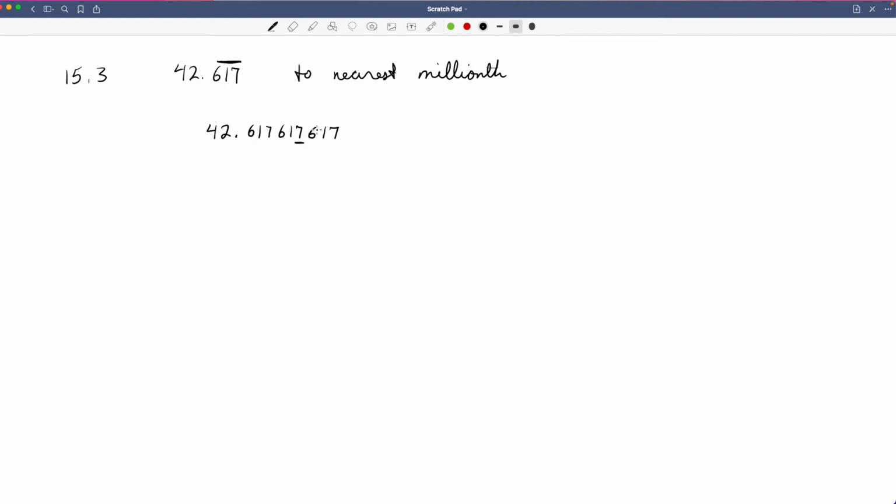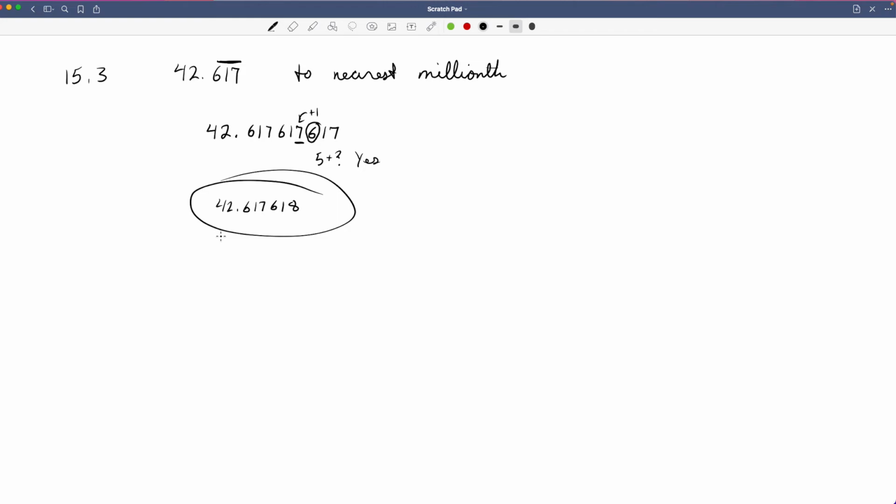So I'm going to look directly to the right. That's the number I need to check. Is it 5 or more? 5 or more. Yes. So I can take all of this and make it a plus 1 for here. So 42.0.617618 is going to be this repeating decimal number to the nearest millionth place. That would be your answer.